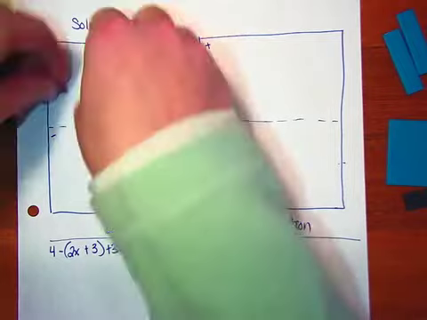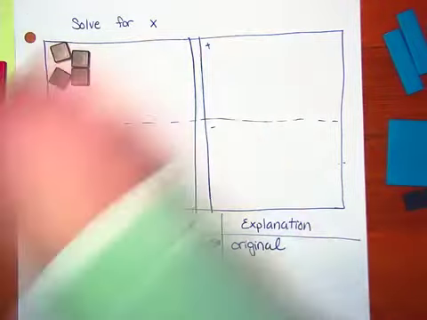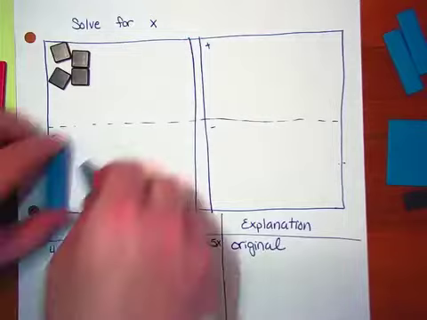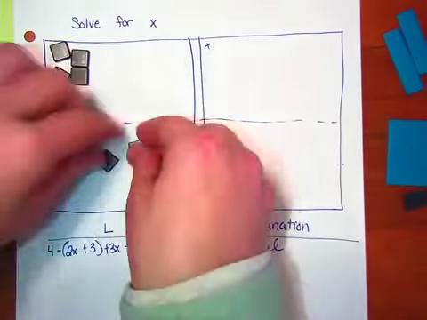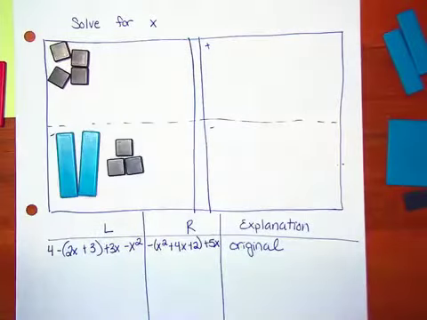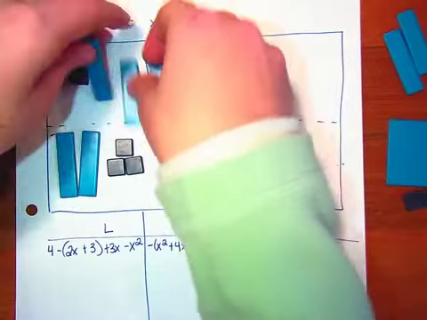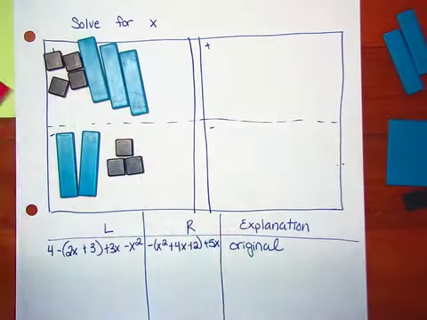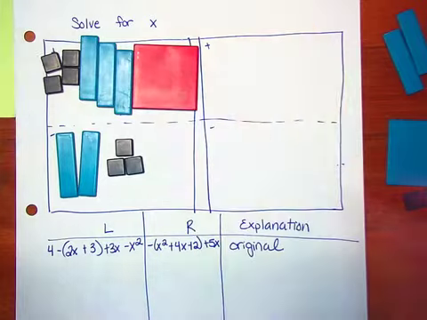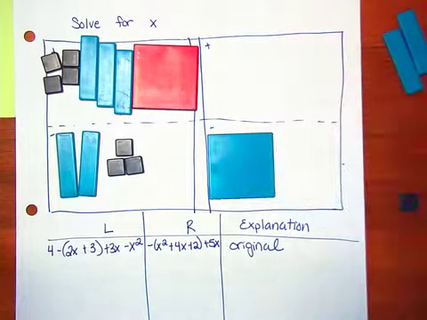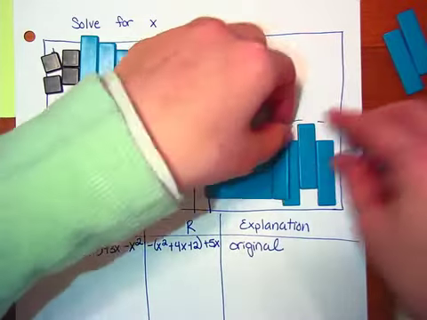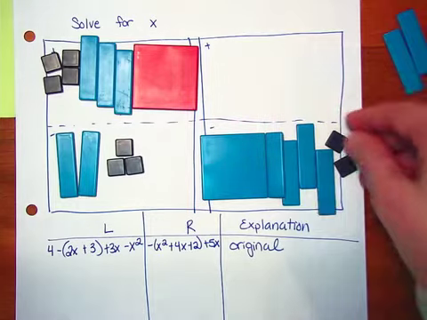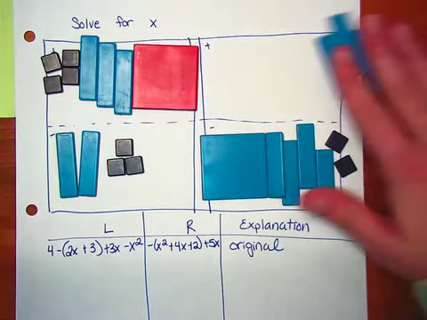We have 4 minus the group 2x plus 3, plus 3x, minus x squared. And then on the right side, we have the opposite of x squared plus 4x plus 2, plus a 5x.